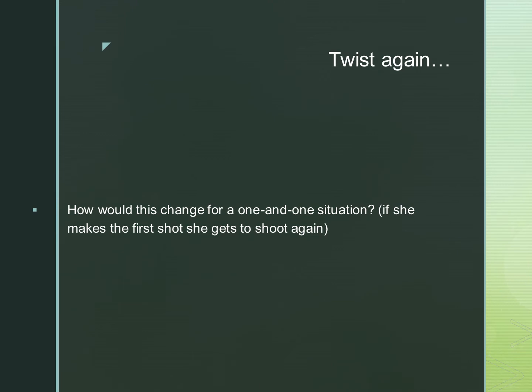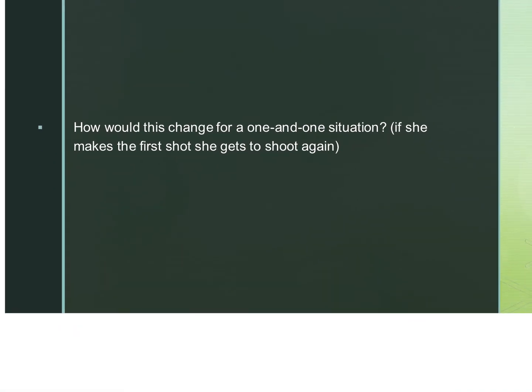So the possibilities are 0 points, right? You miss the first shot, you're done. 1 point, you make the first shot, miss the second shot. Or 2 points, you make the first one, you make the second one. So in this 1-and-1 situation, she still has a 77% free throw average.